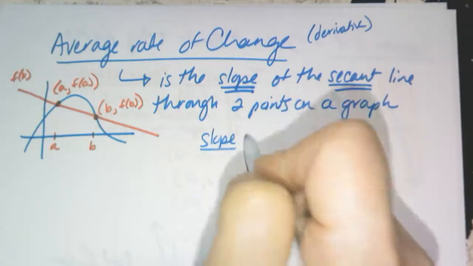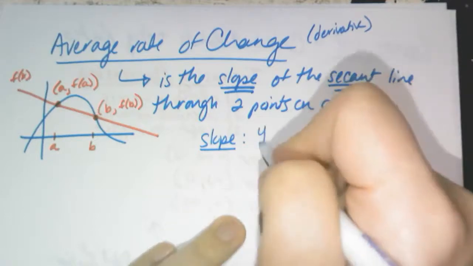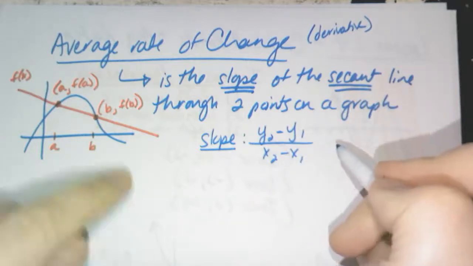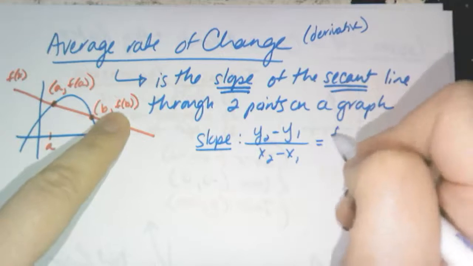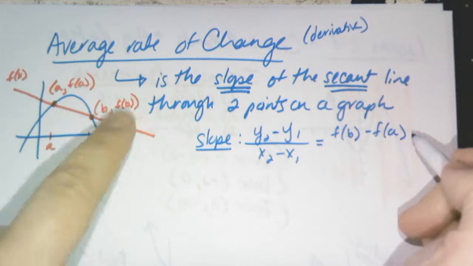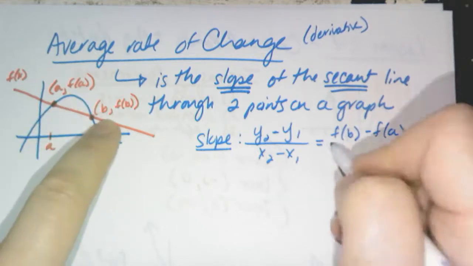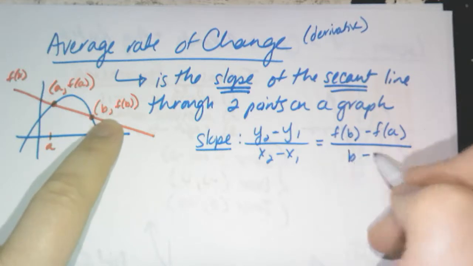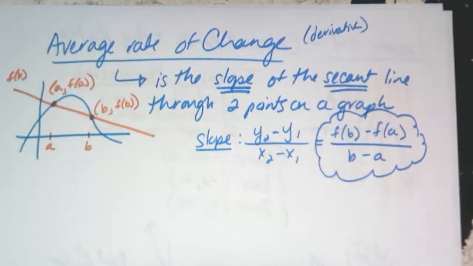Anybody remember the actual old school formula for slope? Y2 minus Y1 over X2 minus X1, right? Well, for average rate of change, the slope is the following. This is the formula: f of B minus f of A. Hey, that's Y2 minus Y1, over, what would it be over? B minus A. Exactly. That's the formula you're going to use tonight or tomorrow.